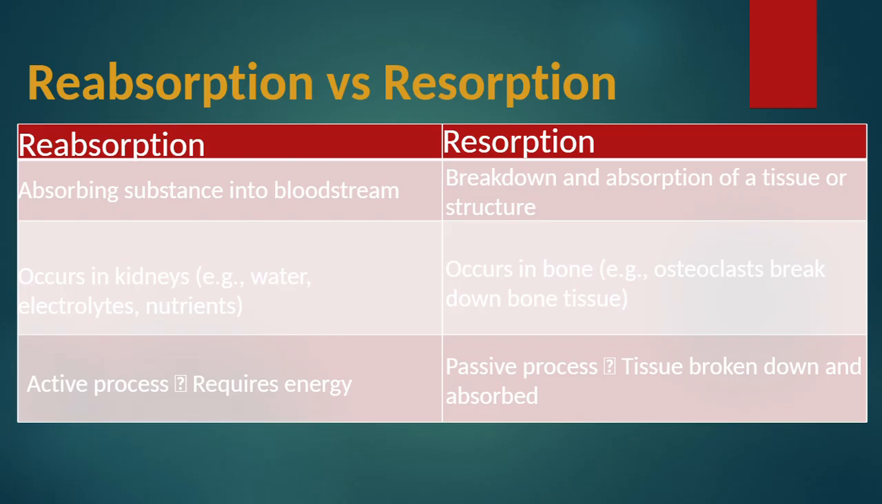Unlike reabsorption, resorption is generally passive, meaning substances are broken down by cellular activity and absorbed without the need for active transport. In short, reabsorption happens when the body takes back something it still needs, like water or glucose, while resorption happens when the body breaks down tissue to release something, like calcium from bone. The terms are easy to confuse, but remembering the prefix re in reabsorption refers to again, as in absorbing again, can help you distinguish the two.